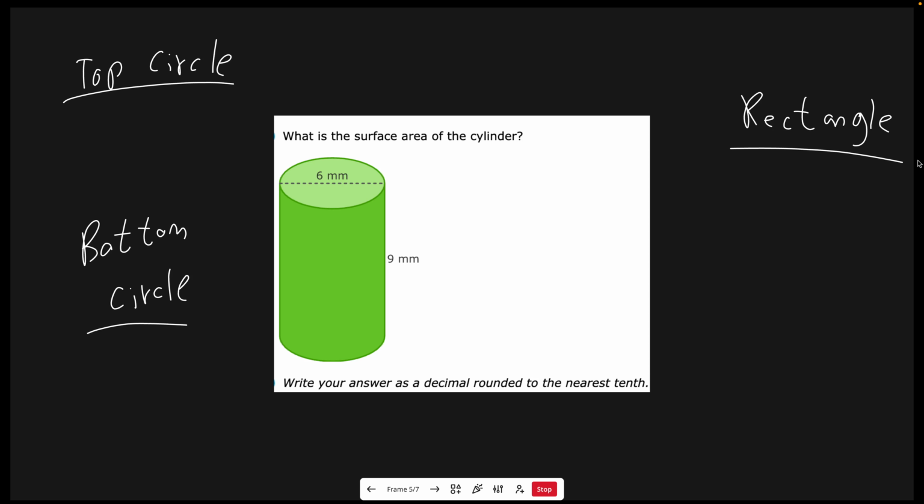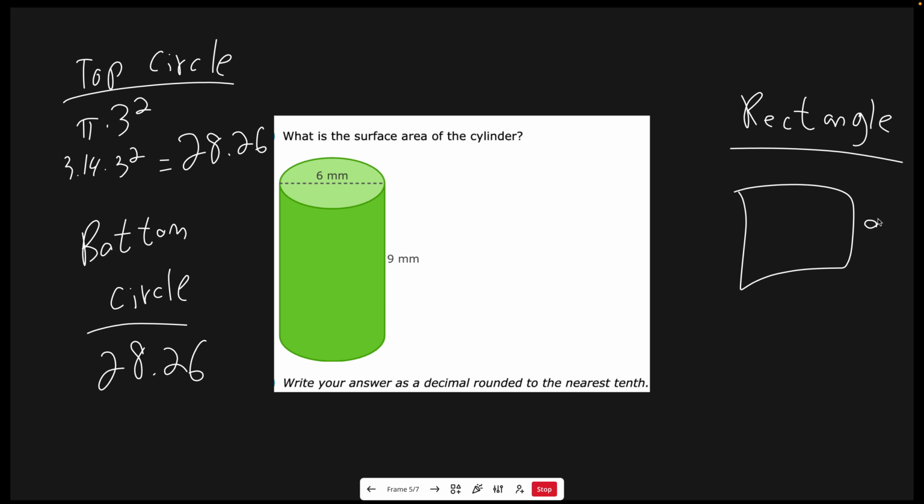For the top circle, we know the area is pi r squared, so it would be pi times 3 squared, because the radius is 3. We're going to use 3.14 for our pi. When we calculate this, we get 28.26. And the bottom circle will obviously have the same exact area. For the rectangle, we know this side is 9, and we know this is 2 times pi times r, which is 2 times pi times 3, which is 6 pi.